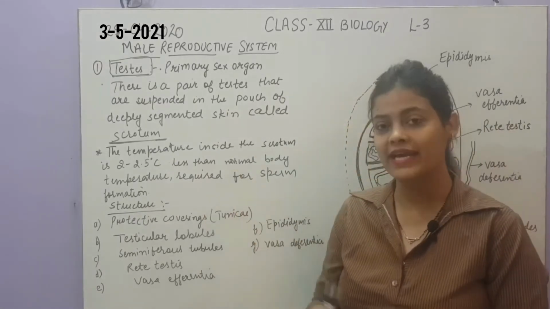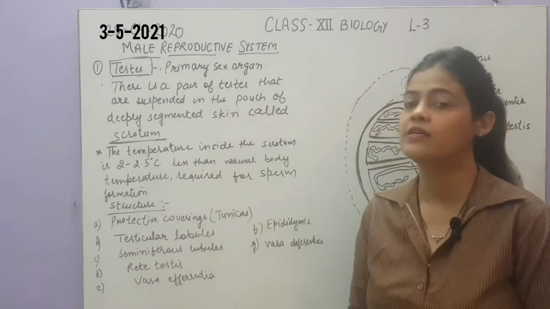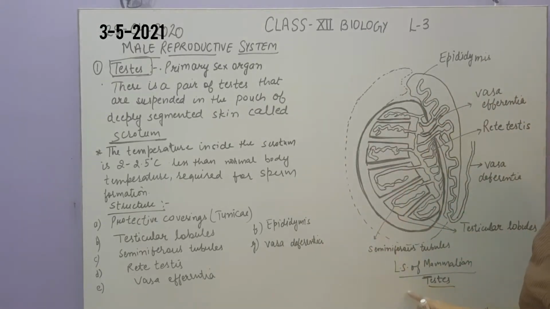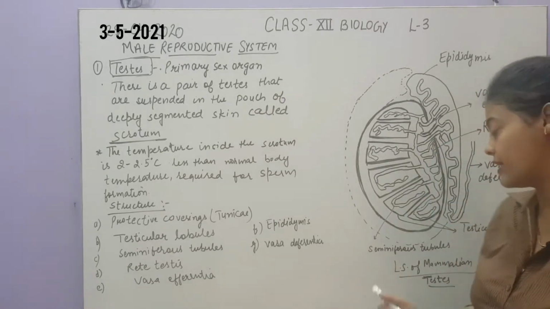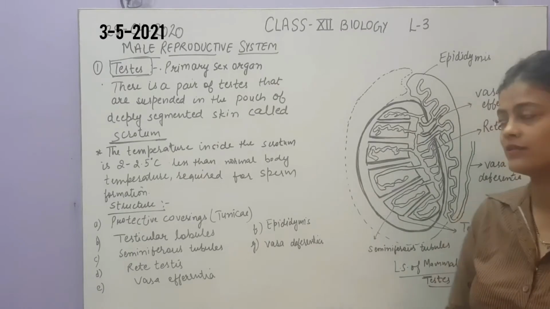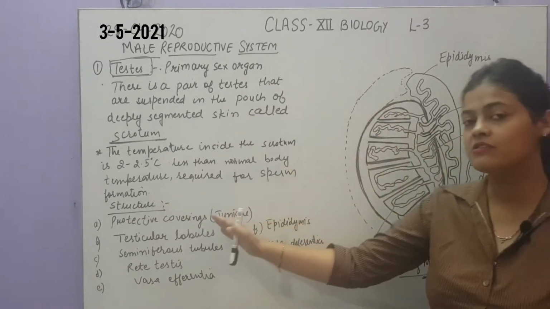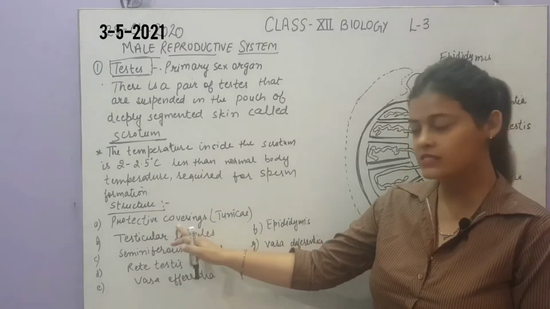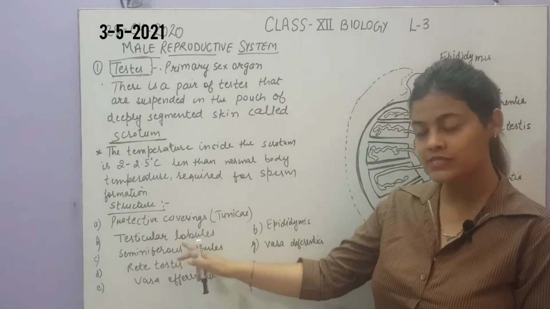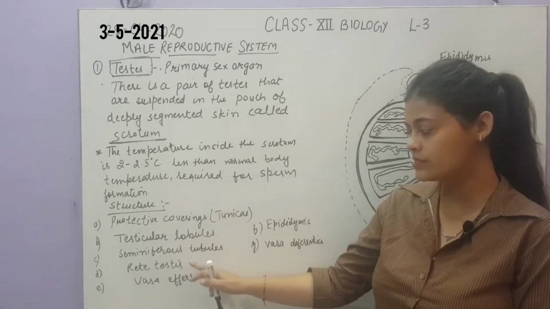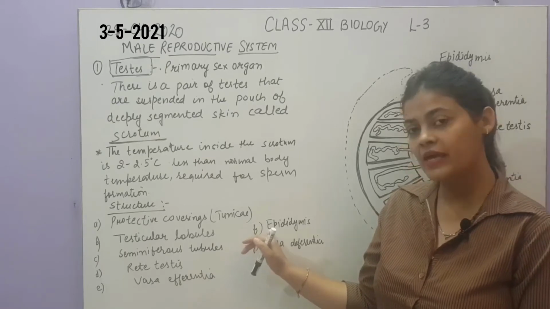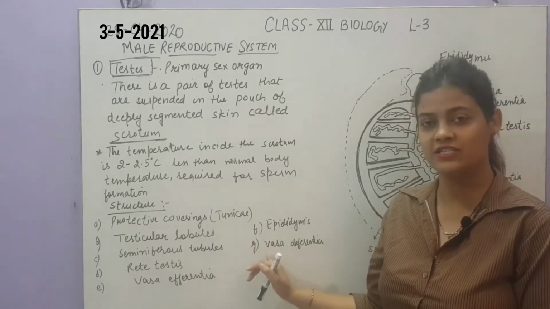Now let us see the detailed structure of the testes. So here you can see I have shown an LS of a mammalian testis. LS means longitudinal section. These are the structures present in the testes: protective coverings, testicular lobules, seminiferous tubules, rete testis, vasa efferentia, epididymis and vas deferens.